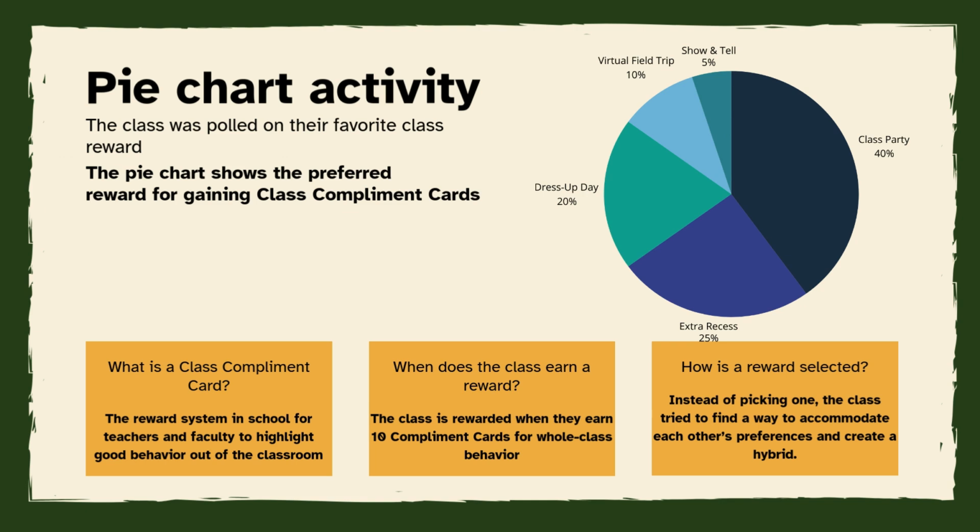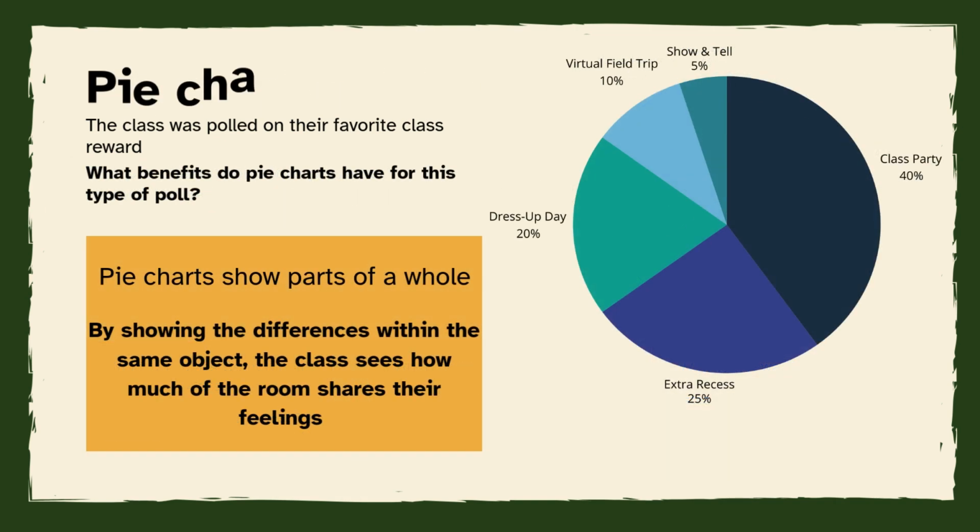To illustrate pie charts, we will look at our class discussion to pick out the reward for earning these fabulous compliments. We polled the whole class with 5 possible rewards: a class party, extra recess, a dress-up day, a virtual field trip, and show and tell.